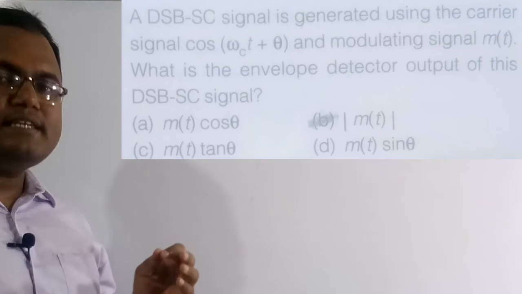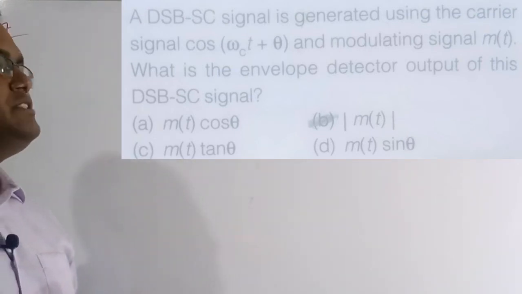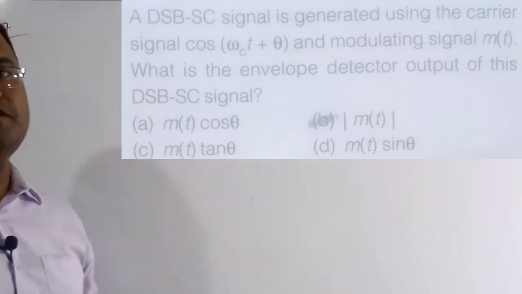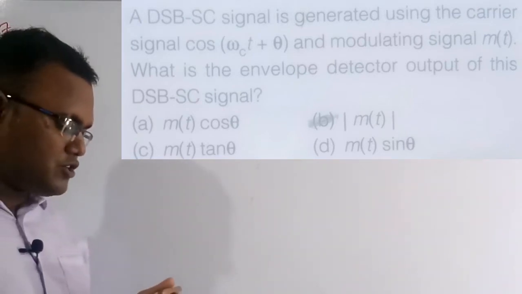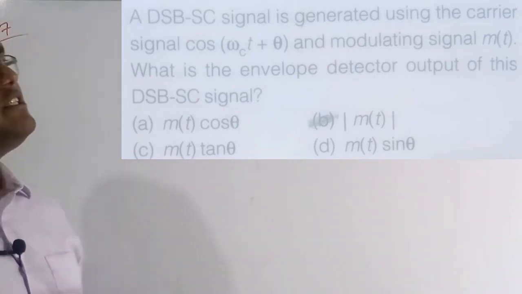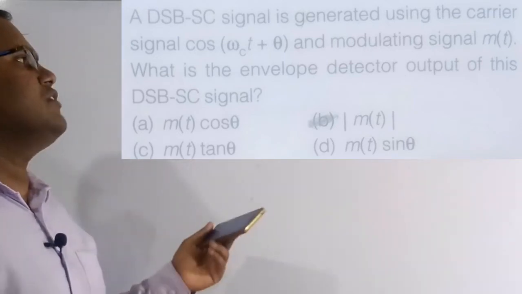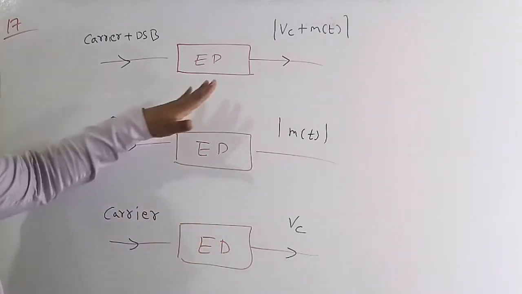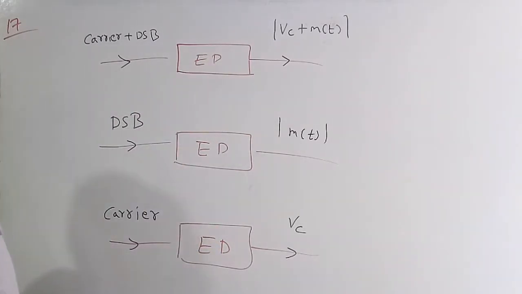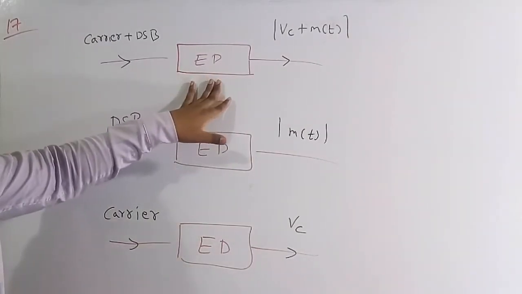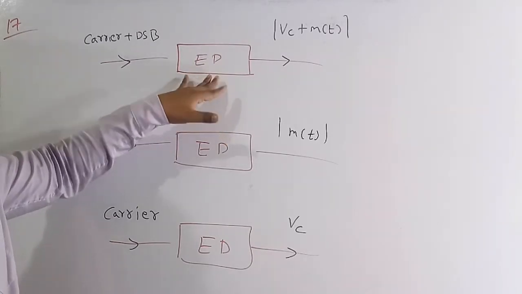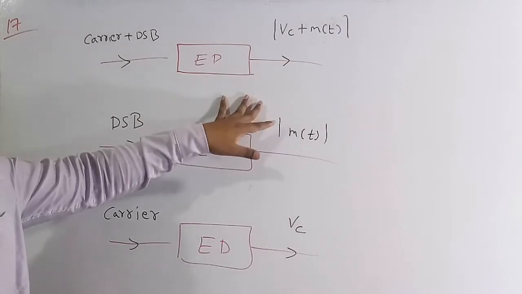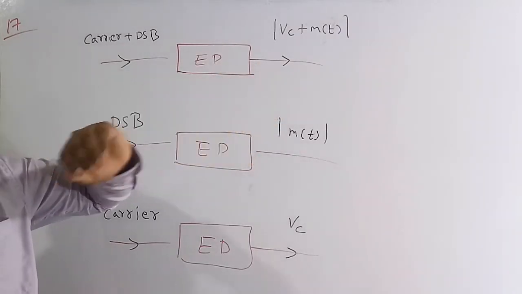Now what is the output of the envelope detector? By using the envelope detector, what is the output equation we need to figure out? Option B, mod of m of t, is the correct solution of this question. Let's solve this numerical. Let me explain three simple cases, because these are questions which are repeatedly asked in examinations. The envelope detector is going to detect only the envelope of the signal S of t, which is called the amplitude modulated signal.